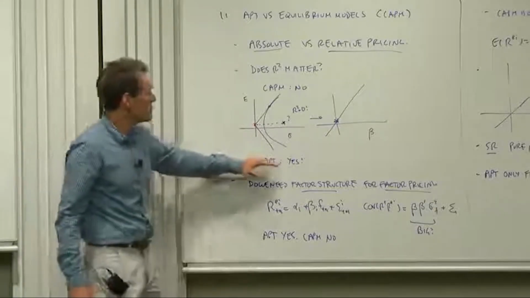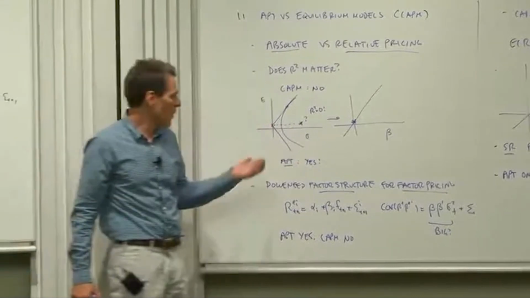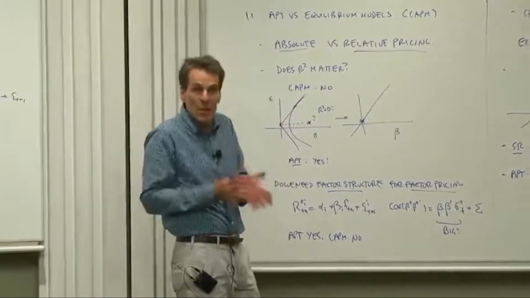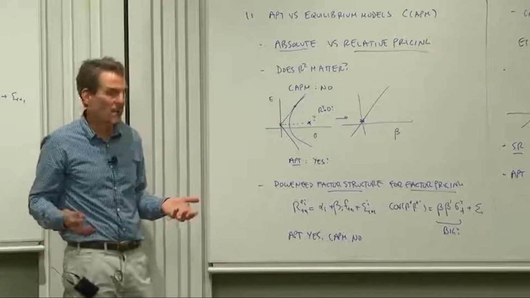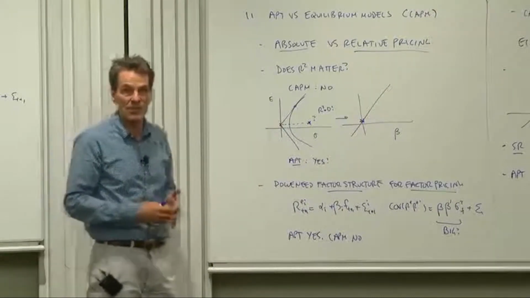For the APT, of course, R squared is essential. The point of the APT is you only expect small alphas where there are small epsilons, where the factors do a good job of explaining the variance of security returns.